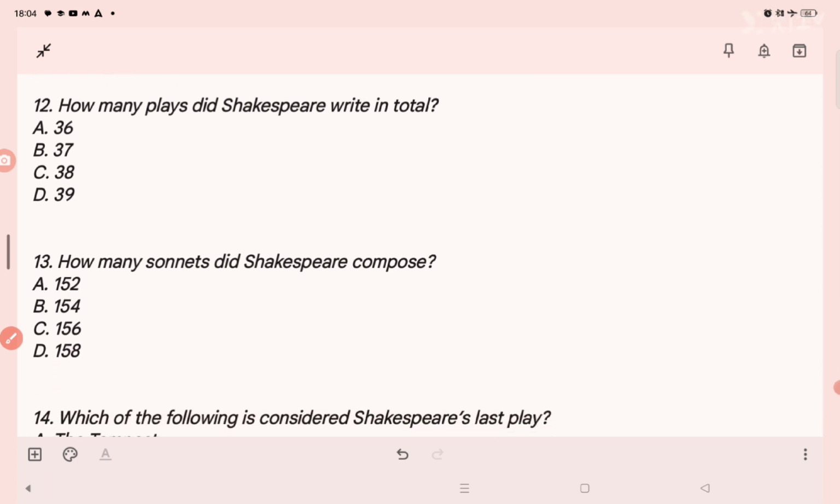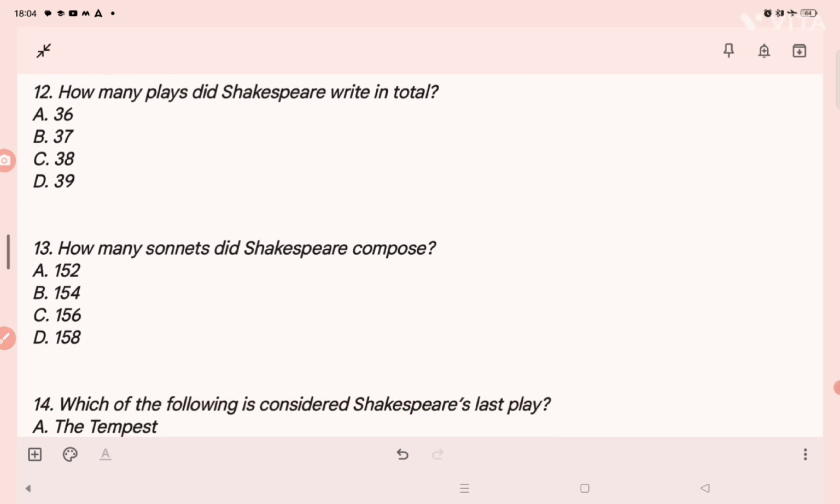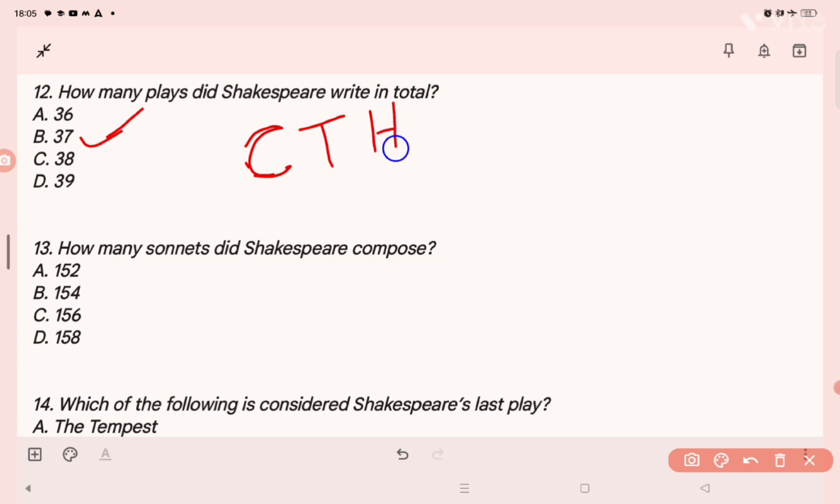How many plays did Shakespeare write in total? Option B, 36 plays. 37 plays total, including comedies, tragedies, and histories. But Pericles was omitted in the first folio.